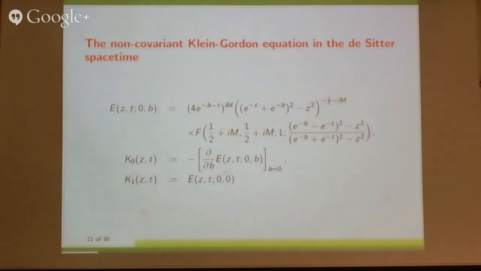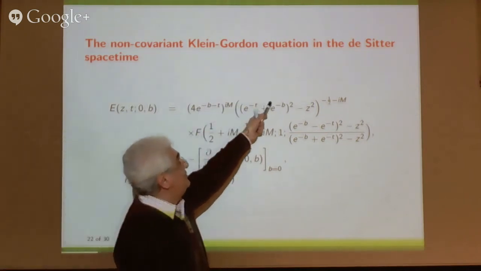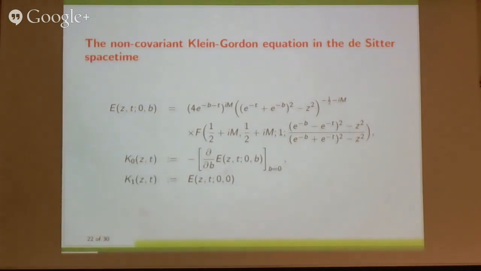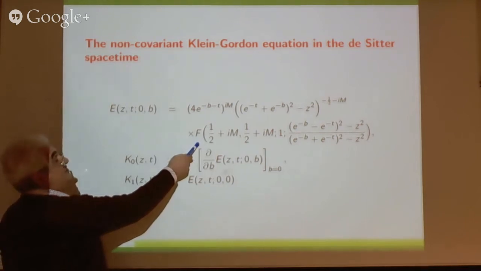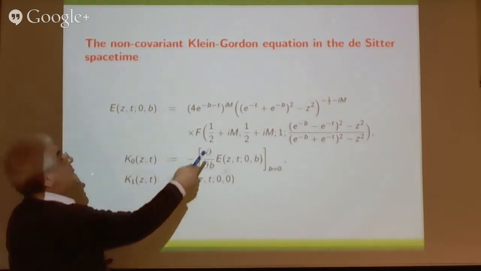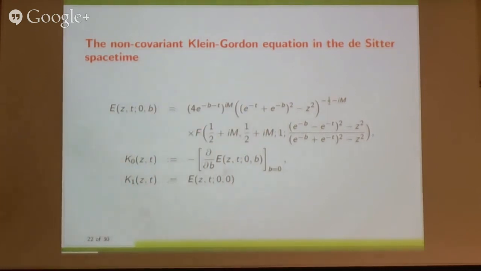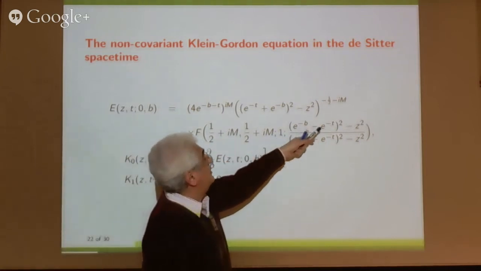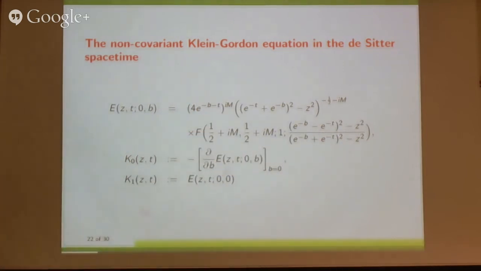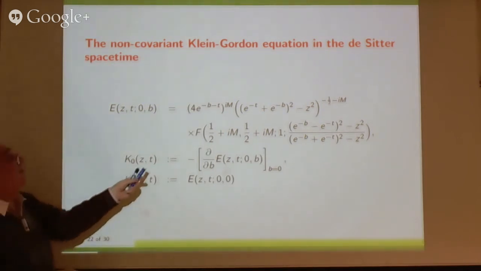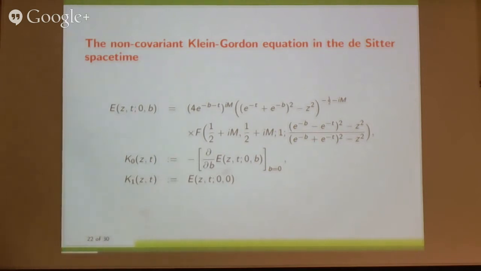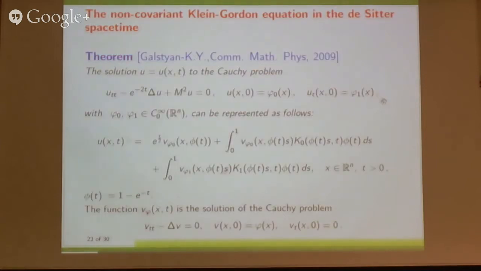The kernel for De Sitter space-time contains this function. And so here we have the Gauss hypergeometric function. Then what else do we have? This comes from the De Sitter metric. And what else here? We have variables z, t, 0, b, they are here. So on one side it's simple, on the other side it contains the hypergeometric function which involves all the difficulties. And then by this function let us calculate k0, k1, and now the answer, how the solution to this problem looks.